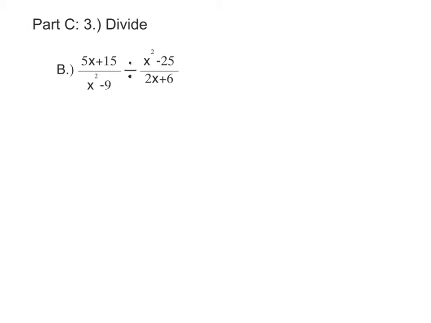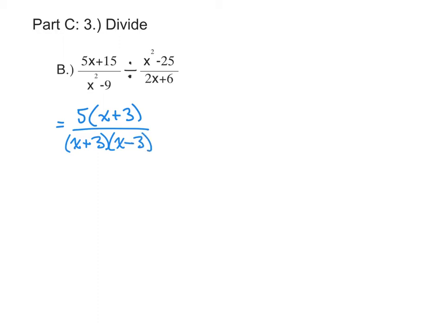If we're dealing with polynomials inside of fractions, we need to factor them first. We can factor them as well as turning the division into multiplying by the reciprocal at the same time. So the first fraction is going to stay the same but be factored. In the numerator, I can factor out a 5 and be left with x plus 3. In the denominator, we have the difference of 2 squares, so that's going to factor into x plus 3 and x minus 3.